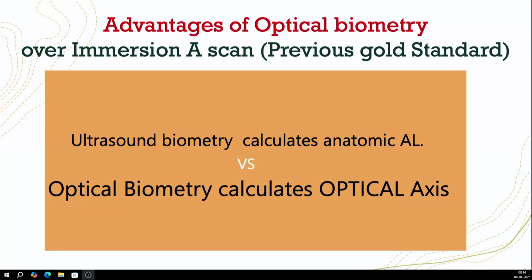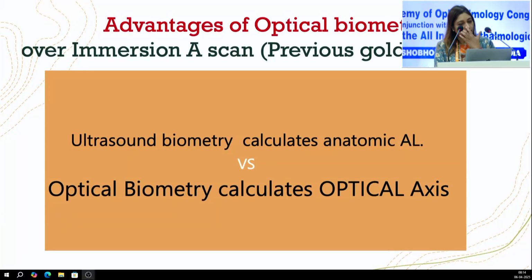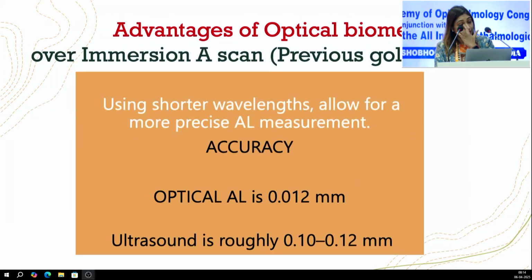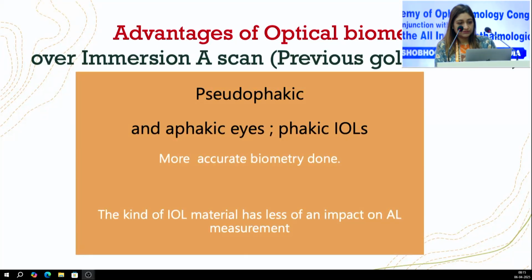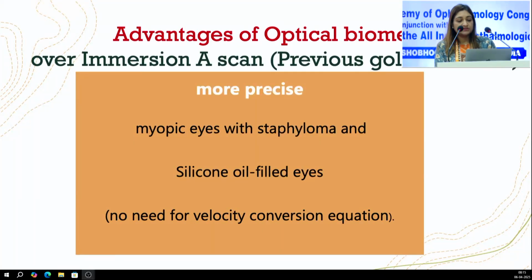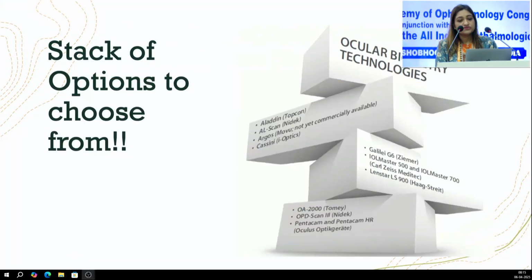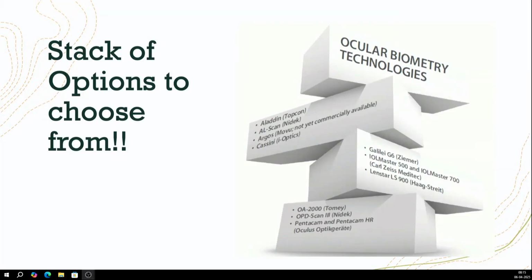Ultrasound biometry calculates the anatomical axial length, whereas the optical one calculates through the optical axis, which again is more reliable. So the accuracy of optical axial length is almost as good as 0.012 millimeters. In pseudophakic, aphakic, phakic IOL eyes, more accurate biometry can be done, and the kind of material used has less impact on axial length measurement. It is more precise in special eyes like myopic eyes and silicone oil filled eyes. So we have a host, a stack of options to choose from.